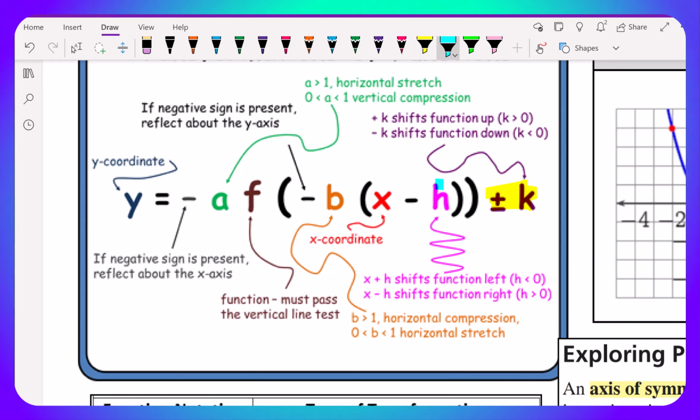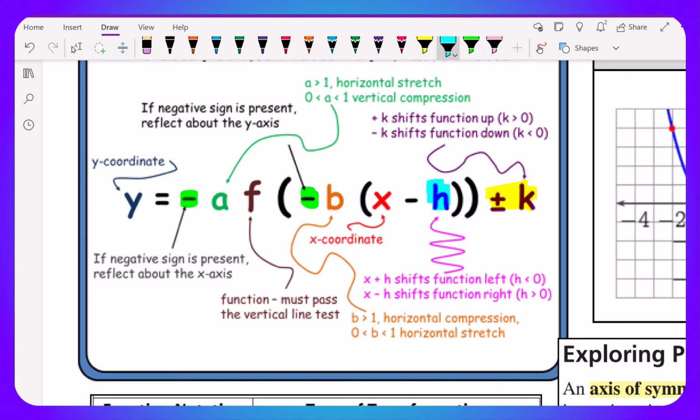If you want to move it to the right, you are going to subtract from the x. If you want to move it to the left, you add to the x. If you want to reflect over the x-axis, you multiply the entire function by -1. If you want to reflect it over the y-axis, you're going to only change the x variable.